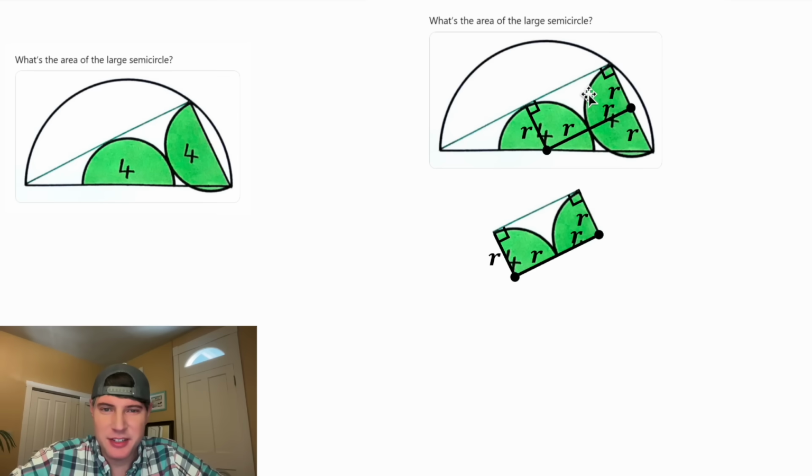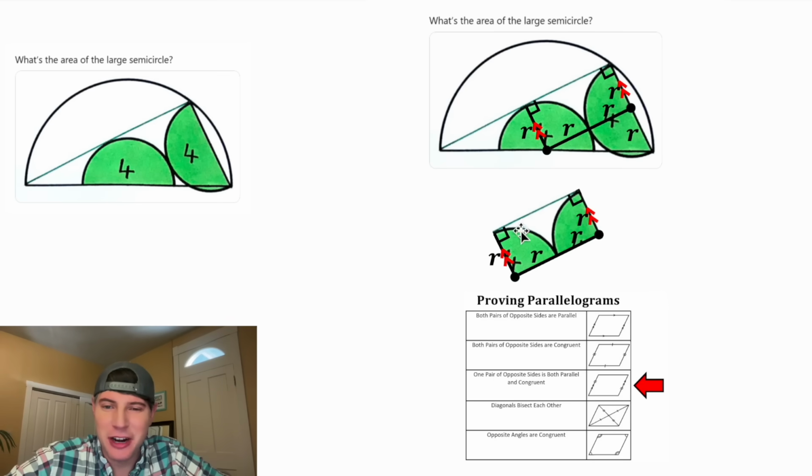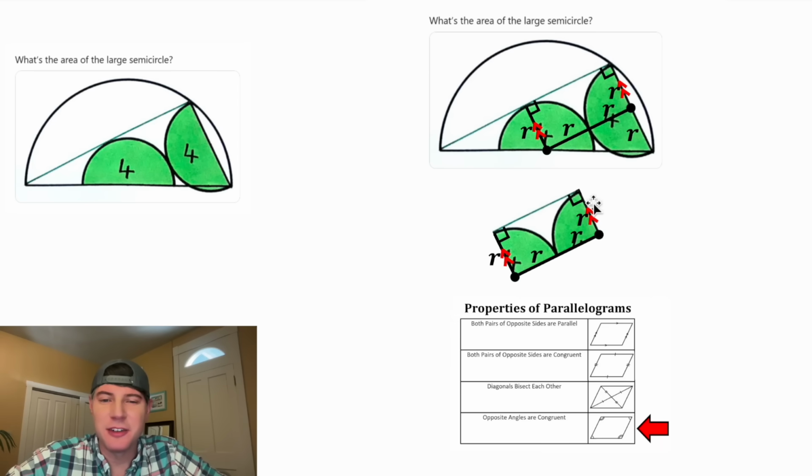Let's copy this down here. Since these two sides are perpendicular to the same side, they will be parallel with each other. And then we know that this is a parallelogram since we have one pair of opposite sides congruent and parallel. And in a parallelogram, opposite angles are congruent. So this angle will be 90 degrees and this angle will be 90 degrees.